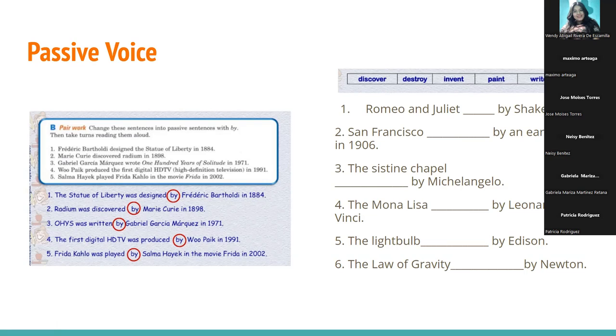The Sistine Chapel was painted by Michelangelo. Very good. The Sistine Chapel was painted by Michelangelo. Perfect. Patricia Rodriguez, number four. The Mona Lisa was painted by Leonardo da Vinci. Yes, was painted, right? The Mona Lisa was painted by Leonardo da Vinci. Perfect. Number five, let's see, Maximo.